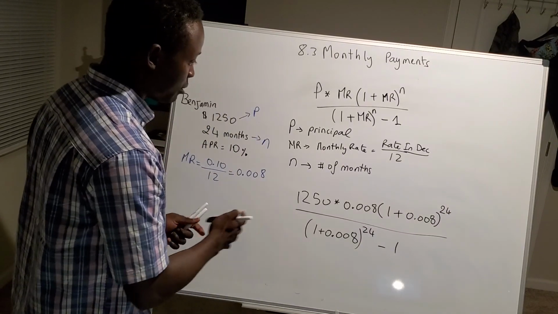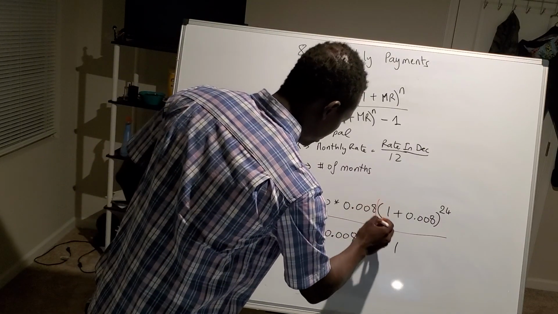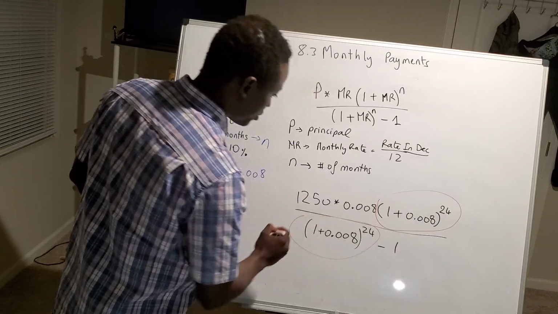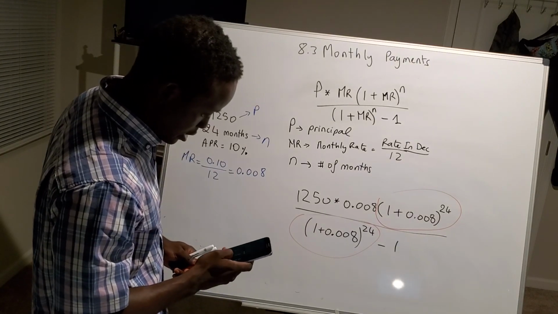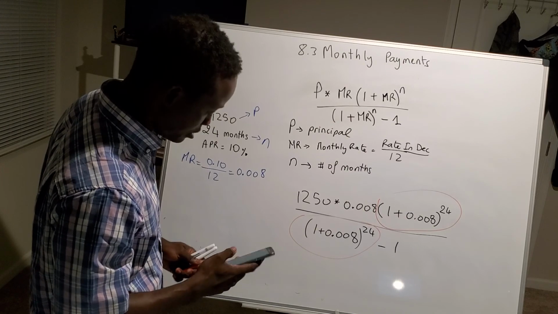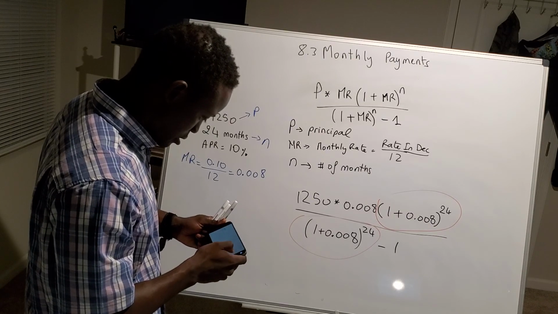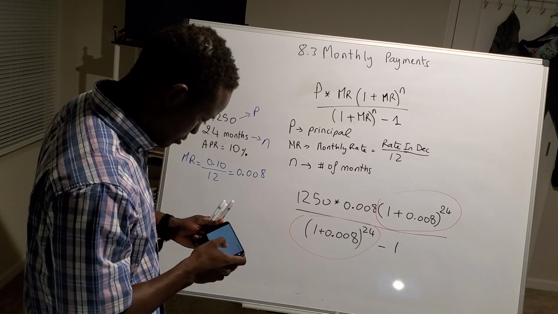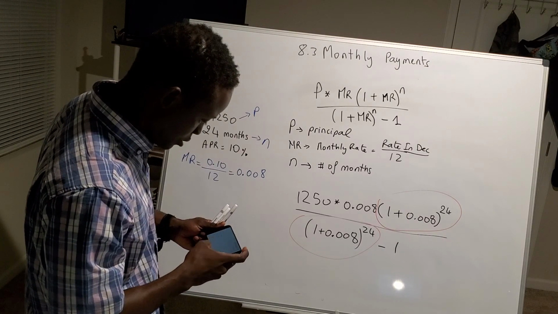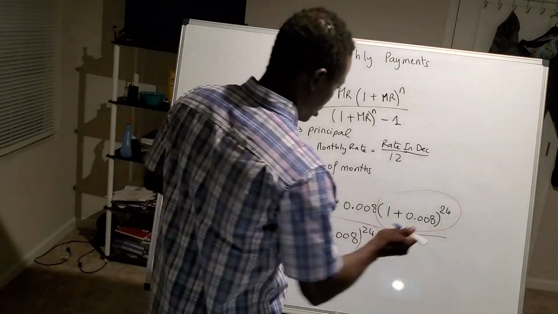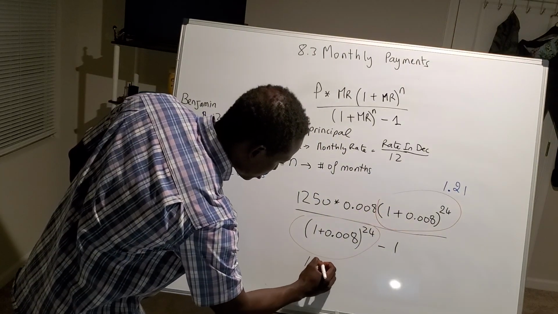Again, you can put that on the Desmos calculator, or you can do it one by one. If you do it one by one, I would do this first, and this would be the same, right? So if you use your calculator, 1 plus 0.008 to the power of 24. That would be 1.21. So this would be 1.21, and this is 1.21, right?